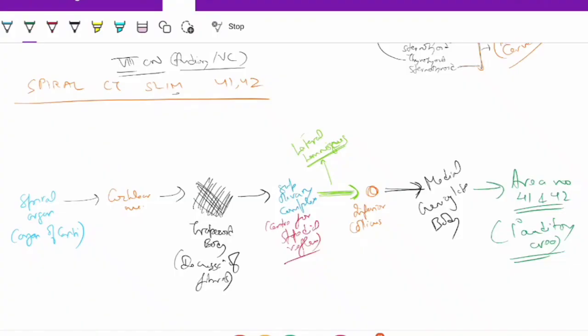I hope those who have not taken a photo can take a photo of this, and can see the mnemonic also on the screen.